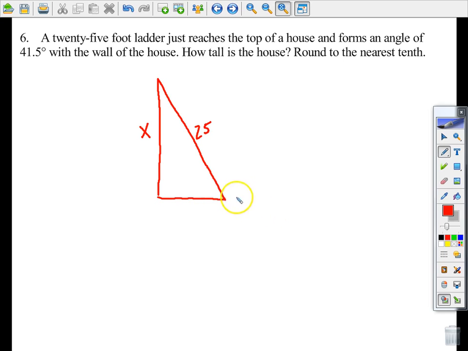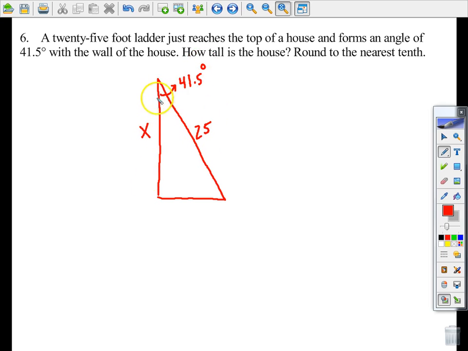Okay. And what else do we know? Where the ladder reaches the house, as it's leaning on the house, it forms an angle of 41.5 degrees with the wall of the house. So here's the wall of the house, here's my ladder. Where they come together forms an angle of 41.5 degrees.